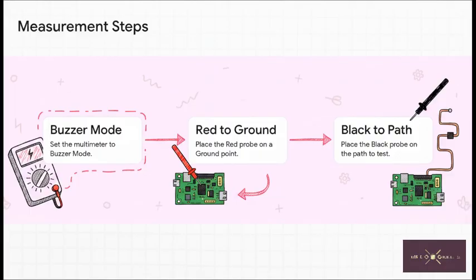Step 1, set your multimeter to buzzer mode. Step 2, and listen up because this is where a lot of beginners get tripped up, you must place the red probe on a ground point. That could be a metal shield, a gold grounding line, or even the metal body of the USB port. Step 3, take your black probe and place it on the beginning of the path you actually want to test. Notice that reverse logic there? We anchor the red probe on the ground and use the black probe to explore the active circuitry.